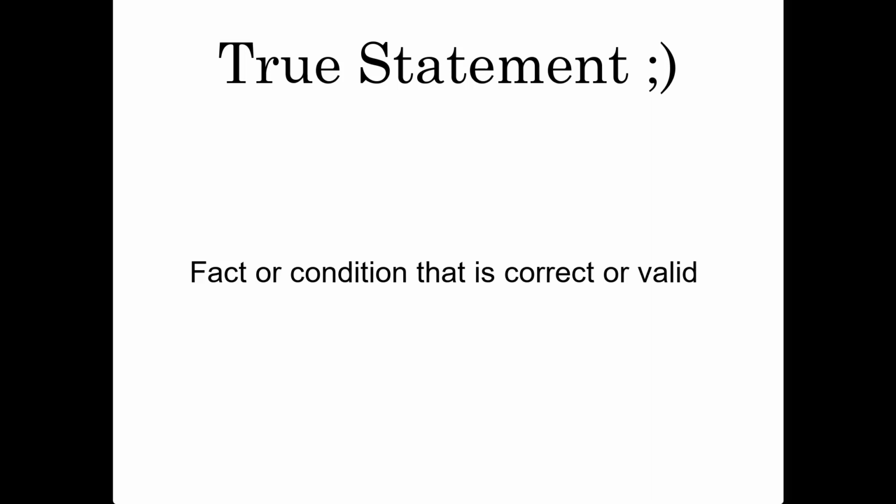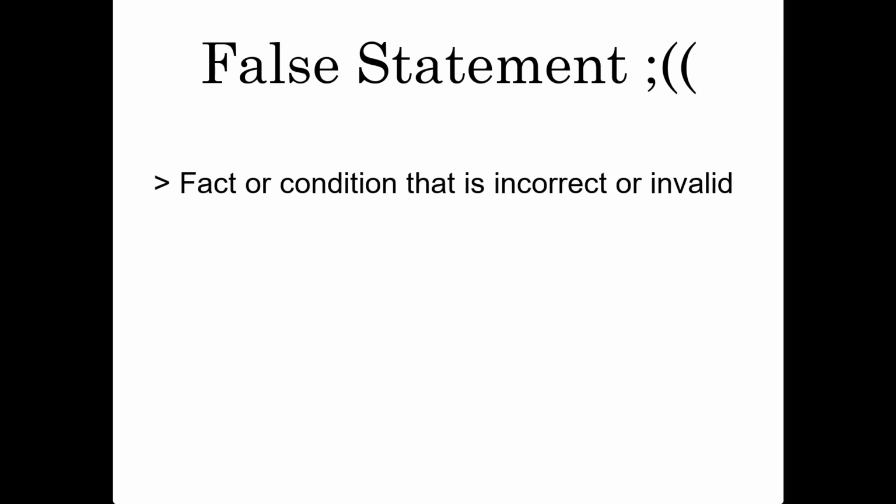A true statement in mathematics is a statement that corresponds to a fact or a condition that is correct or valid. On the other hand, a false statement in mathematics is a statement that does not correspond to a fact or a condition that is correct or valid. It contradicts reality or violates the established principles and rules of mathematics.